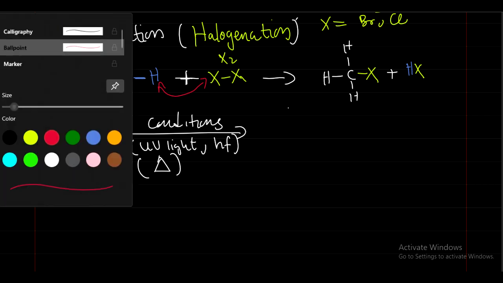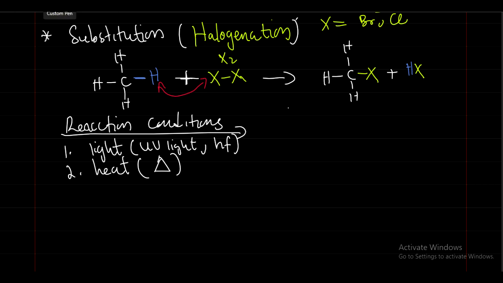So this type of reaction requires conditions on your arrow. When you are writing this, you're going to write your conditions. They can write UV light, or they can write heat. So why do we need this heat or UV light?